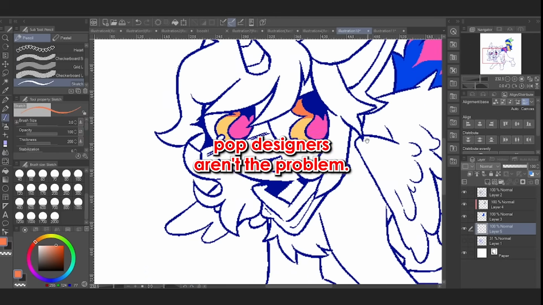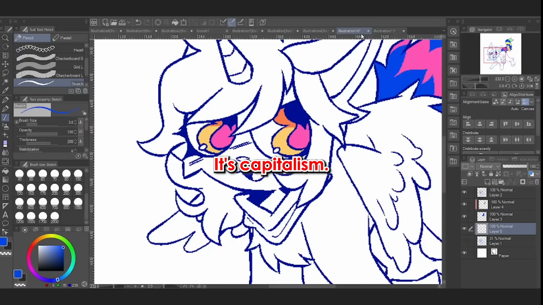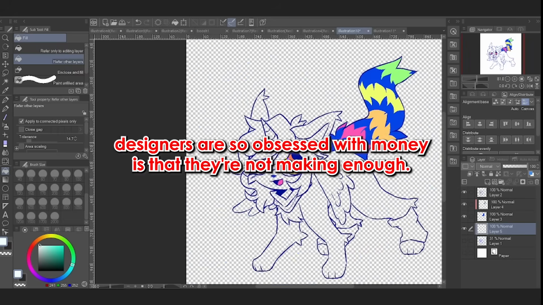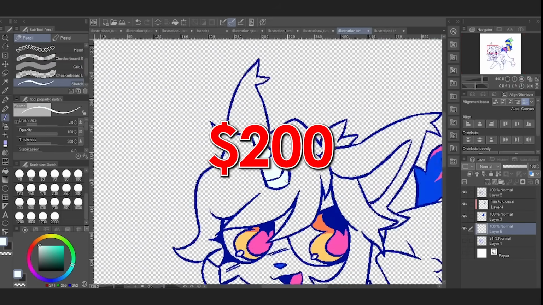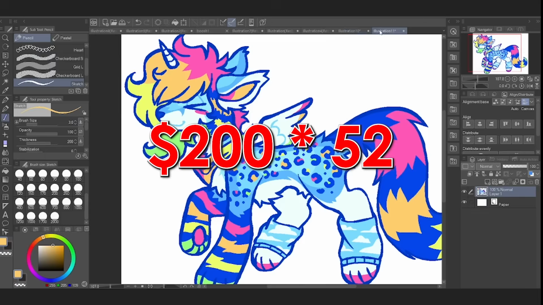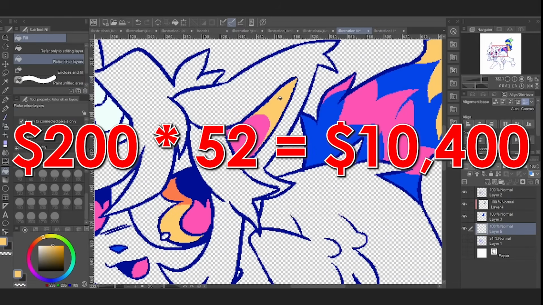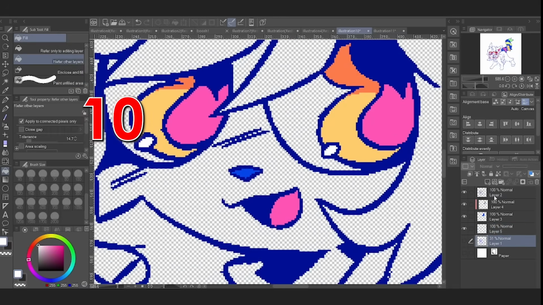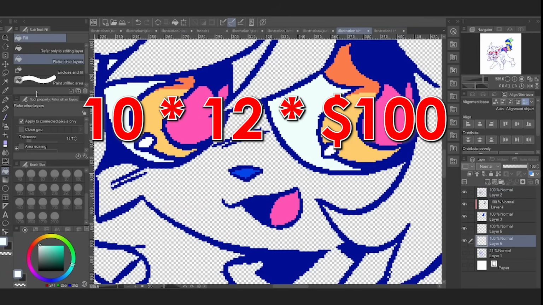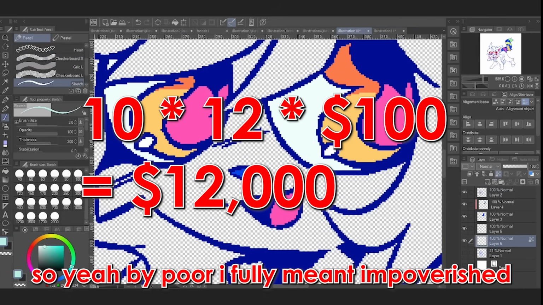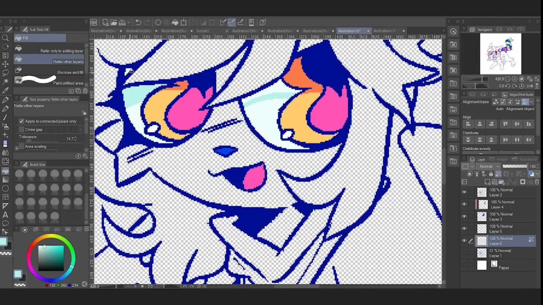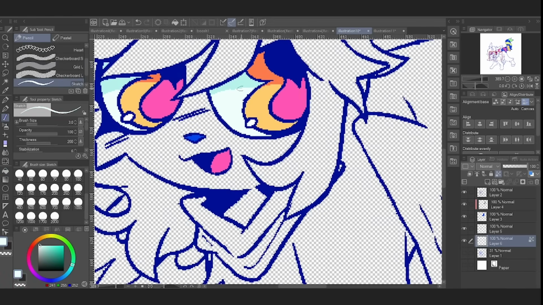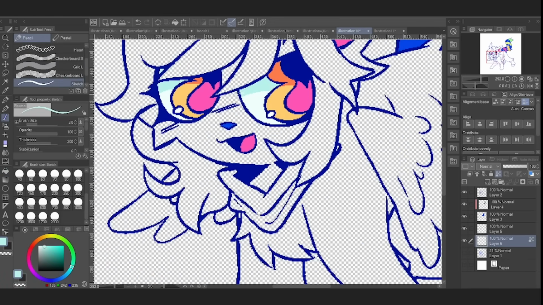Pop designers aren't the problem, it's capitalism. The reason pop designers are so obsessed with money is that they're not making enough. A designer who is making $200 worth of sales per week is barely scraping 5 figures in a year if that's their only job. They could be making 10 pre-mades per month, selling each for $100 and still be considered poor in the US. They could be pulling in $1,000 weekly, which they're probably not, but they could be, and if they were, they'd still be considered lower middle class in the US.